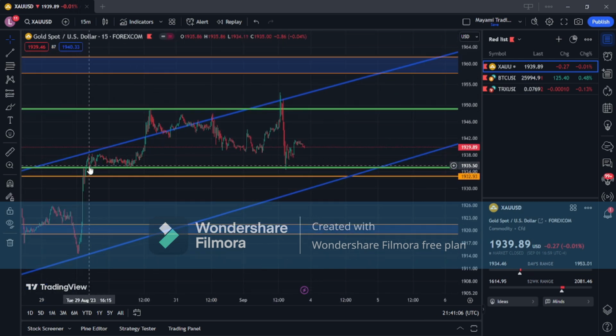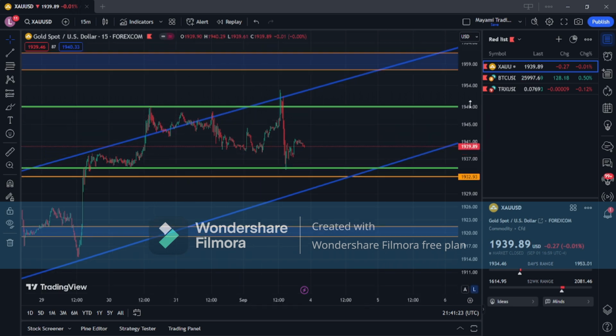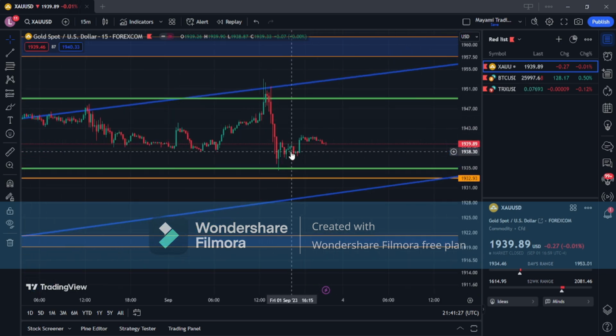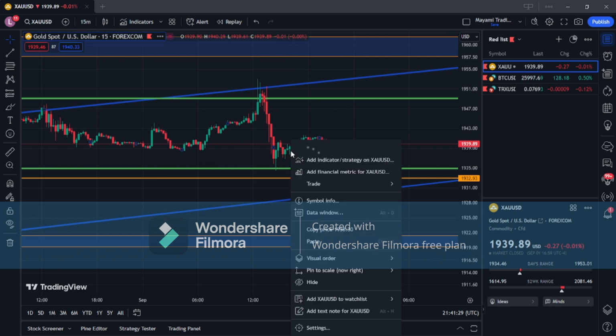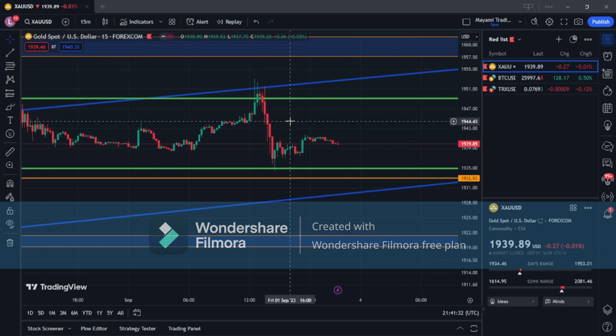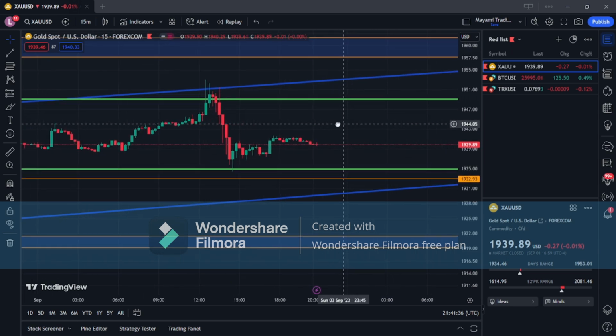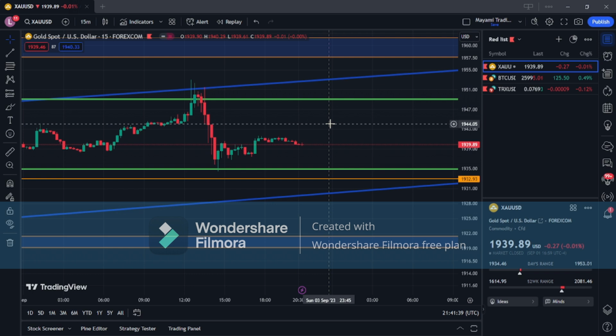As you can see, there's been a lot of pushback there and a lot of pushback from this level, and they couldn't break this level. And this is how you find the support and resistance level. I think those of you who have taken the foundational course will have more understanding of this. So now, the next phase is how do we identify a reversal? Now this is how we identify a reversal.